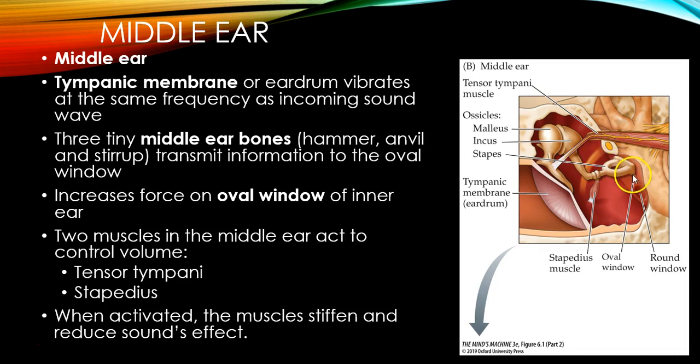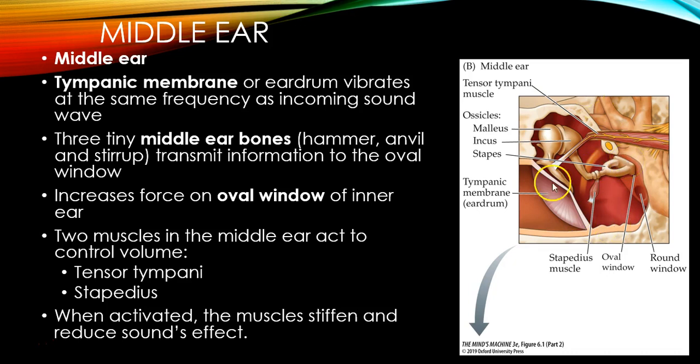The oval window is much smaller than the eardrum, and when you are transmitting this information from a larger area to a smaller area, we are increasing the force of this beating, or this frequency pulse, on the oval window. That's what we're trying to do. We're trying to get this sound wave information much stronger. And that's what happens here.